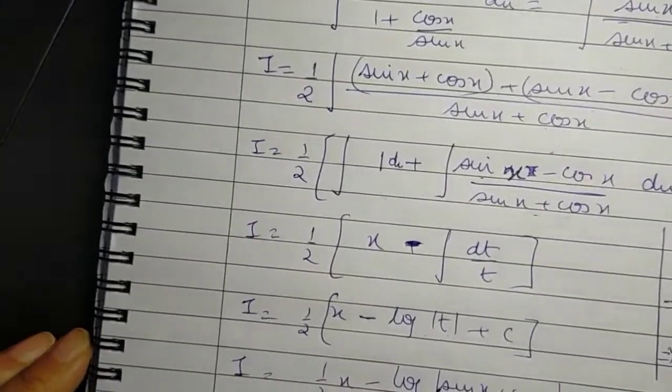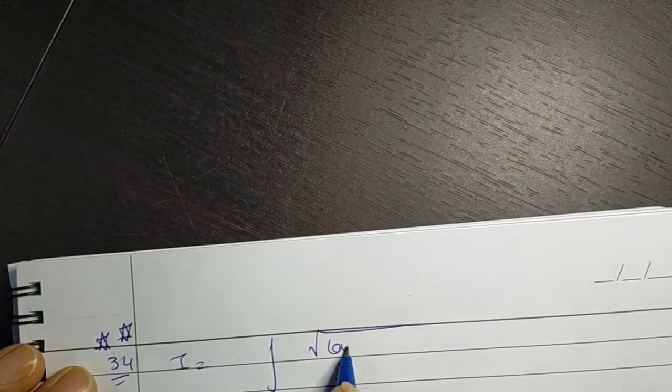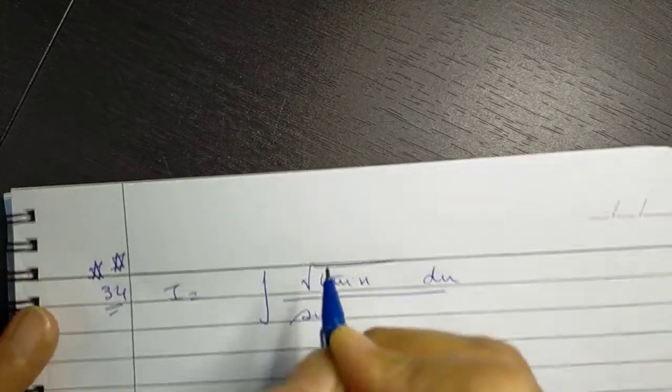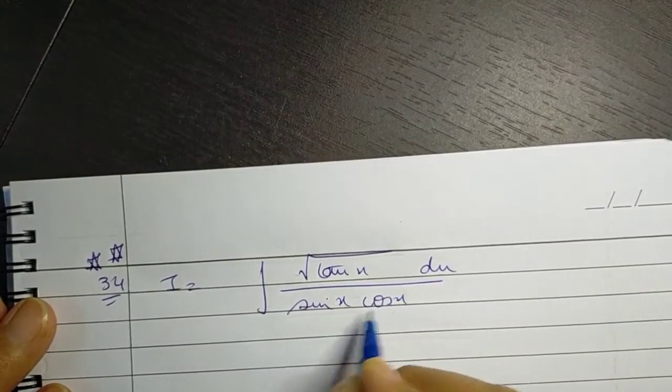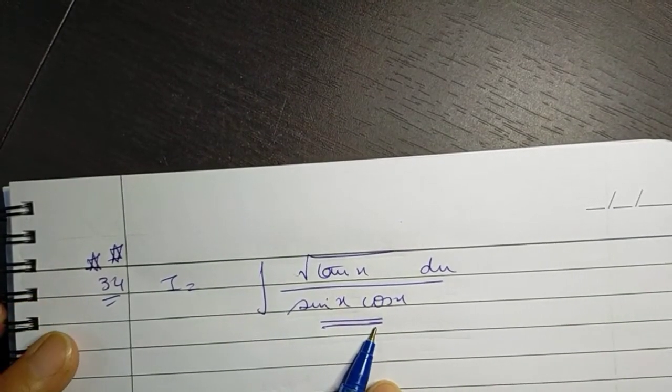Okay, now we come to the next question, that is another important question, which is question number 34. This one is extremely important and something which you have to always keep in mind. This question says square root of tan x dx upon sin x cos x. Now observe carefully the denominator.